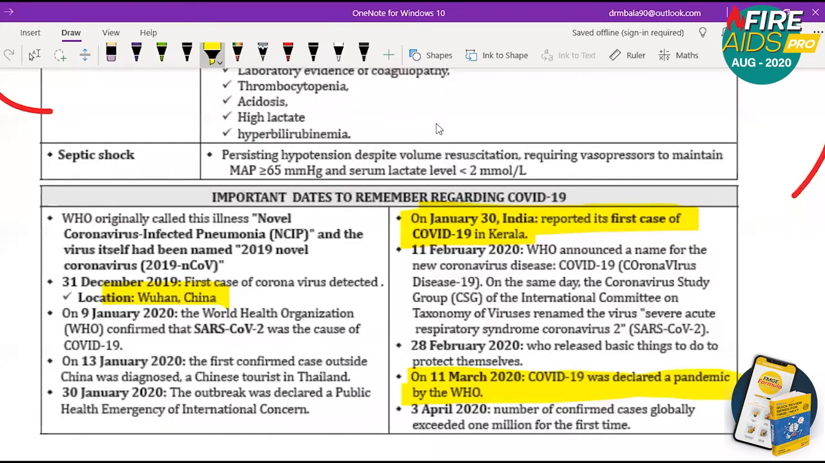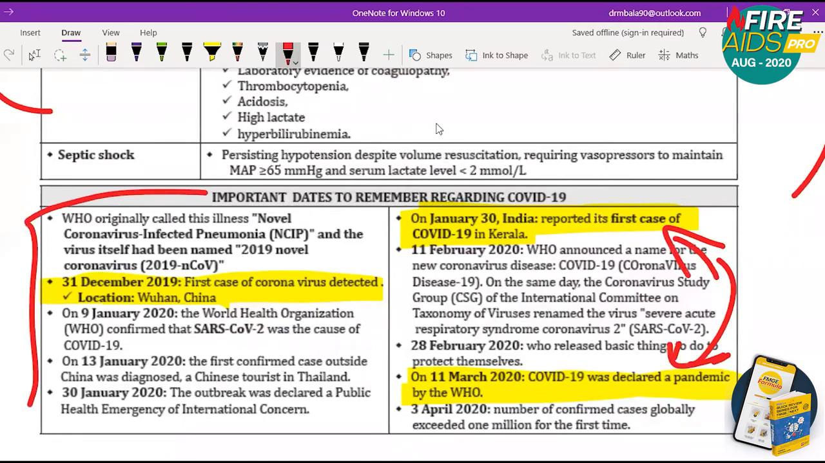So yes, Wuhan, China is very important, but since everyone knows it, I don't think that might be a question. I don't know if that might be a question or not, but these two points are highly, highly essential. So I would focus on these two points in this table. But anyway, I compiled all the points. This was taken from the WHO, all the points till date.